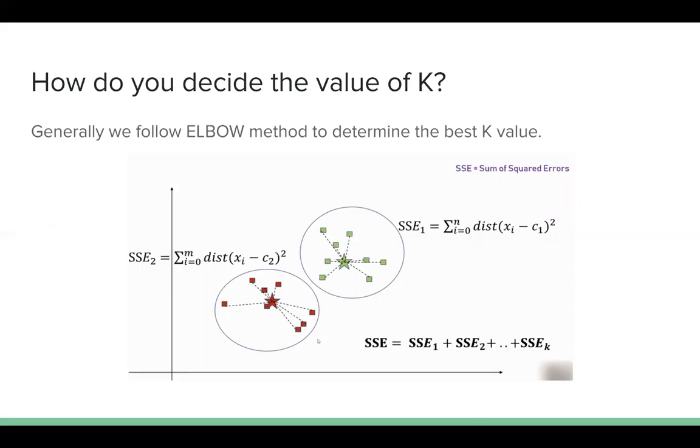So how do we do that? What I have done here is just shown you a simple demonstration. Let's say I have only 2 clusters here. So how do we calculate the sum of the squared error? SSE1 is the sum of the squared errors in cluster 1. SSE2 is the sum of the squared errors in cluster 2. So how do we calculate the error? Like I said, you take the distance from this point to the centroid, square it. Similarly, you take the distance from this point to the centroid, square it, and you sum up all the errors. That will become your sum of the squared errors for cluster 1.